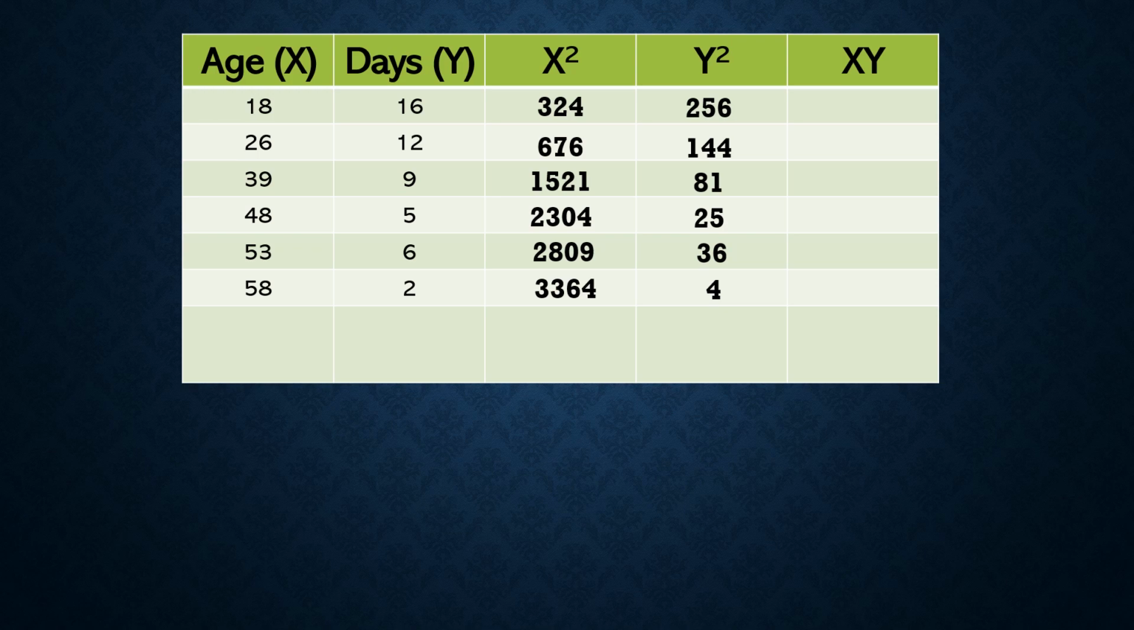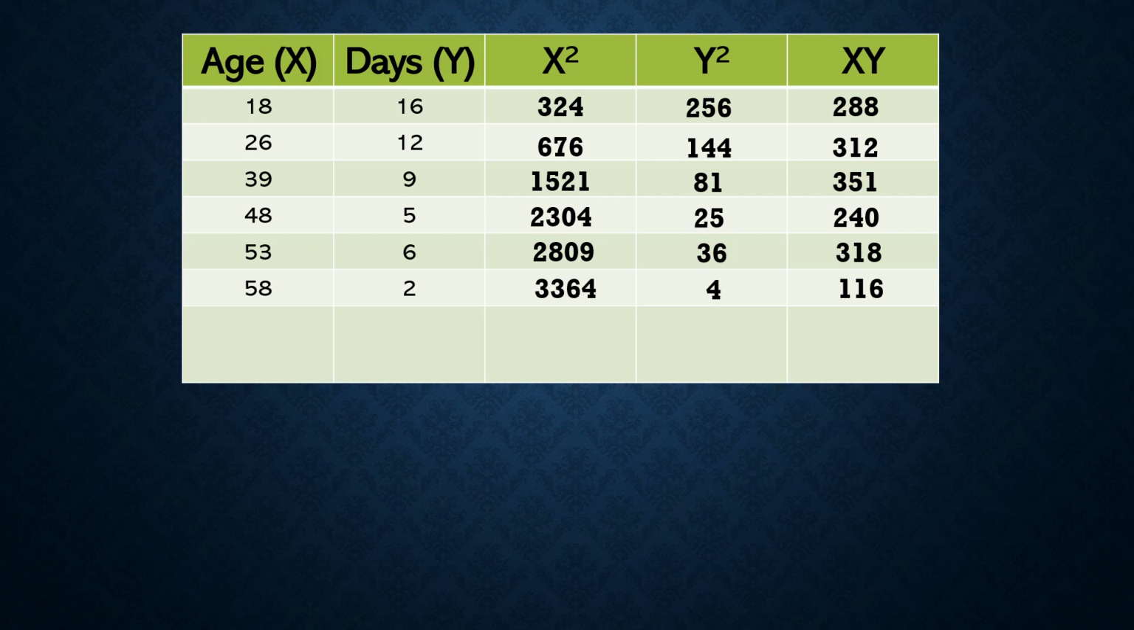Now to have the values for the xy column, we're going to multiply x by y. So we have 18 times 16, we have 288. 26 times 12, we have 312. 39 times 9, we have 351. 48 times 5, we have 240. 53 times 6, we have 318. And 58 times 2, we have 116.